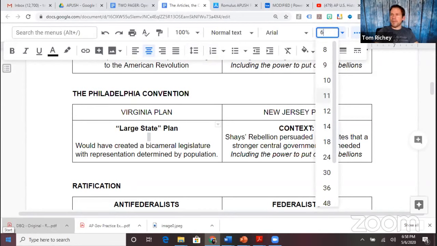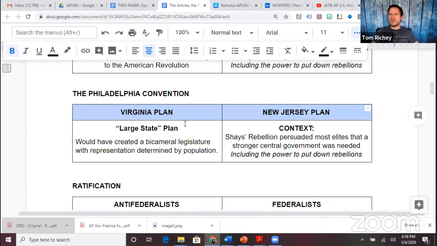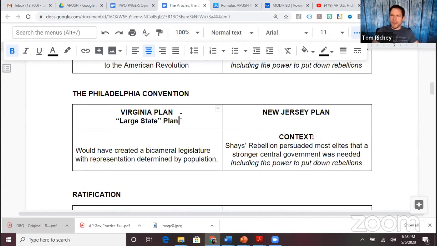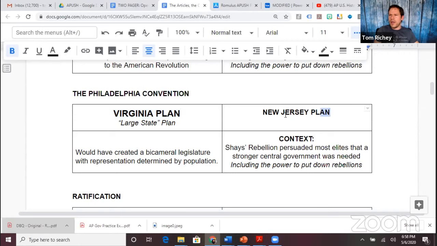Now remember, Virginia was the largest state at that time. So that's the Virginia Plan. Now the New Jersey Plan. What I'm going to do here is just reformat this a little bit. Actually, you know what, let me just do this. The New Jersey Plan, get it?